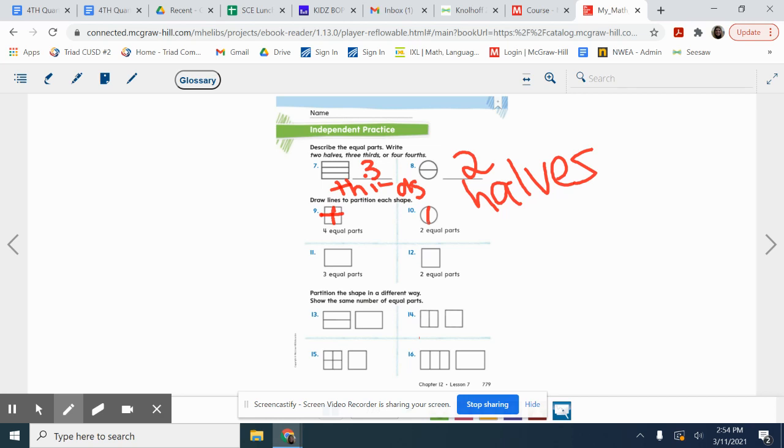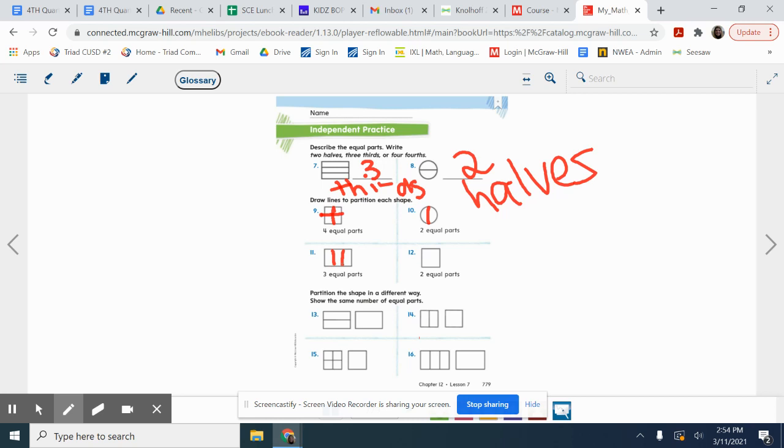Number 11 wants us to partition it into three equal parts. I'm going to draw two lines down to get three equal parts. Be careful when you draw your lines down. Three equal parts does not mean three lines, okay? You have to make sure you have three parts, not three lines. Because if you did three lines, you would have four equal parts. So be careful when you do that.